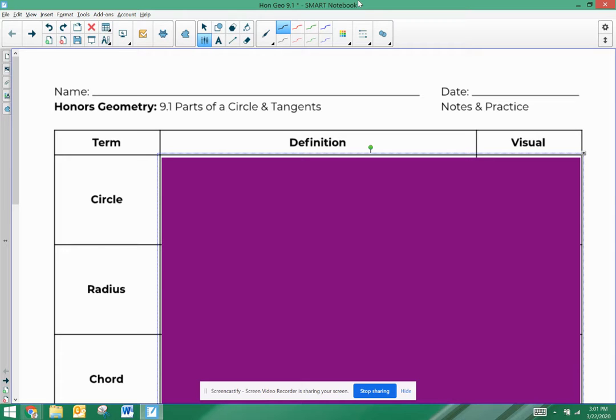So the notes, it's up to you. The best way that works for you, you can either print this and write on it, you can fill out the Google Doc, which might be tricky with the visuals, or you can do it in your notebook, whatever works for you. So here we go. 9.1, parts of a circle and tangents.